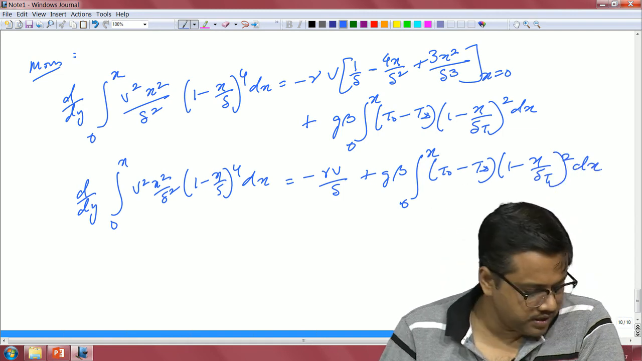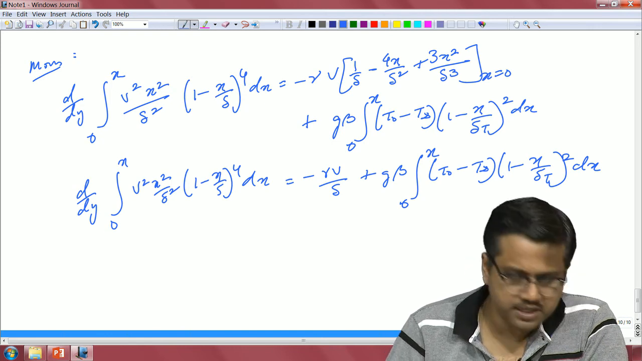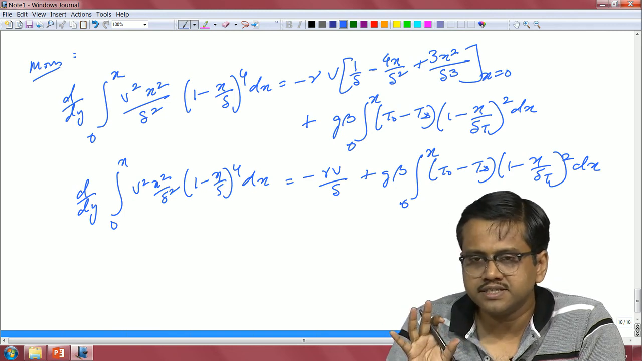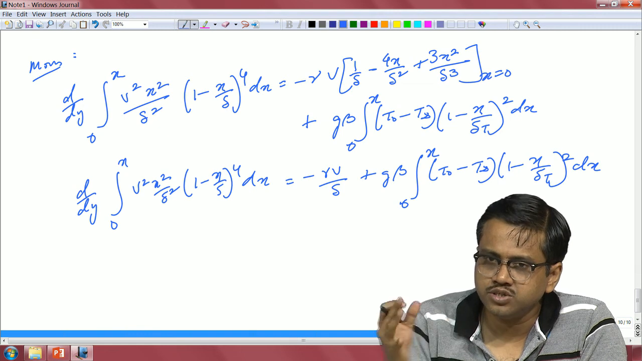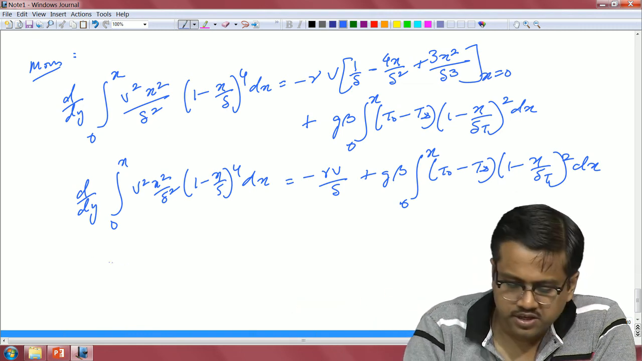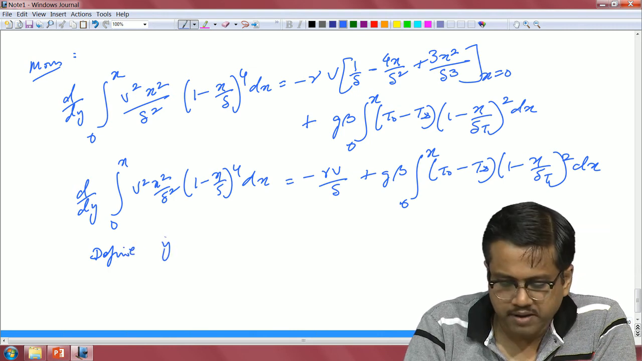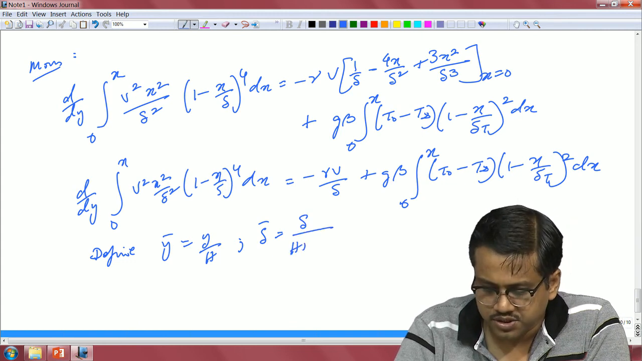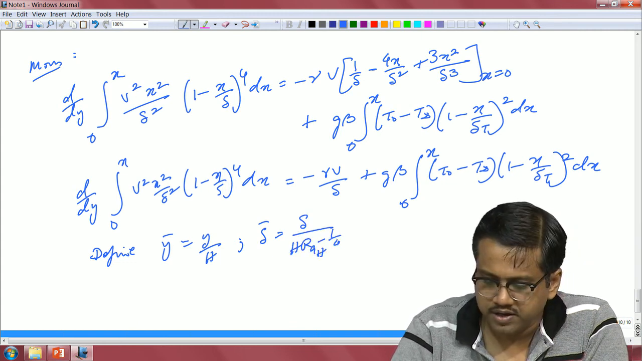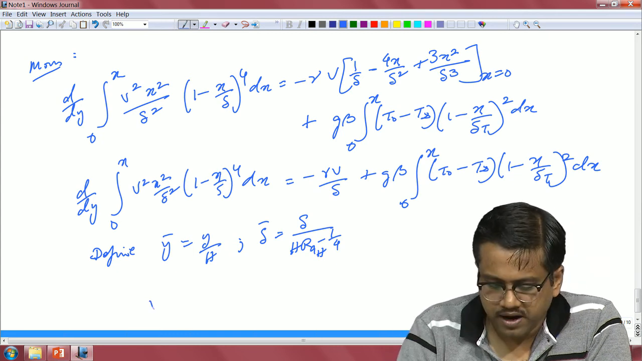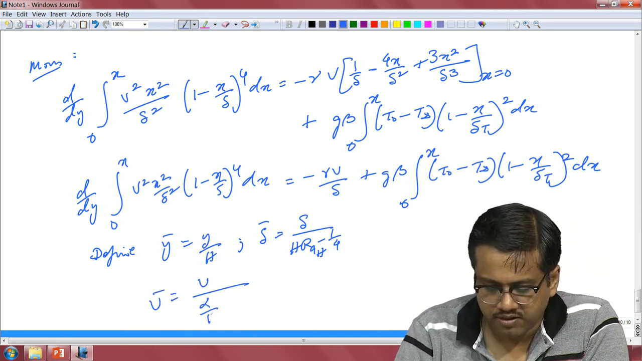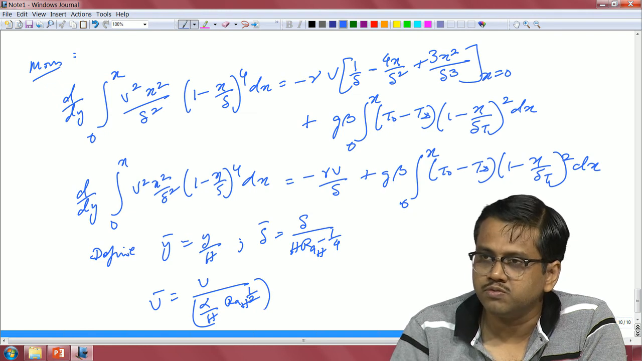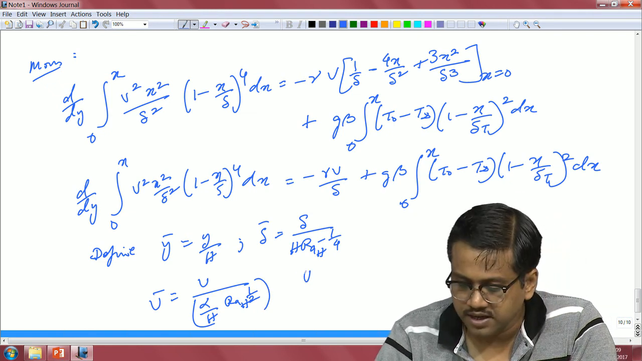Okay. Now that we have this problem, before we end this class, let us define the non-dimensional parameters, and then we will pick it up in the next class and do a more detailed discussion on the results. So, we can define y bar is equal to y by h, and delta bar is equal to delta by h into Rayleigh number to the power of minus 1/4. V bar can be taken as V divided by alpha by h. These are the natural scales of the problem.